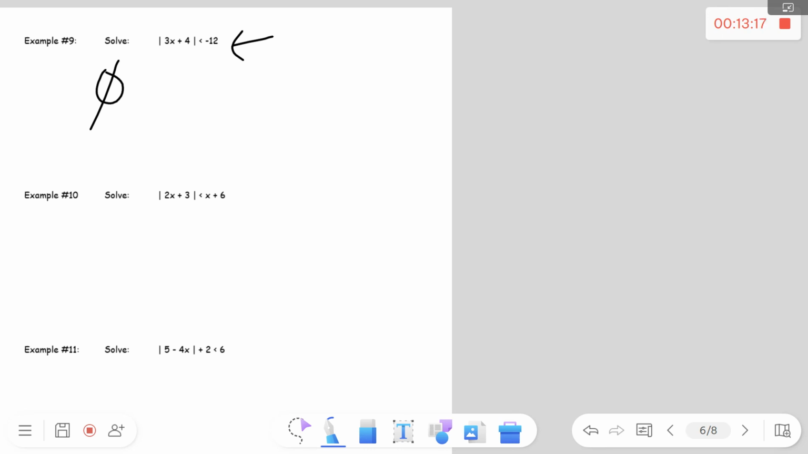Now, if you look, you have a situation at number 10. We'll go back to number 10. Number 11 is set up for us with a number on the outside to be moved. Number 10 has an x out there. You have to be very careful when you're moving your x. That is where the most mistakes occur.